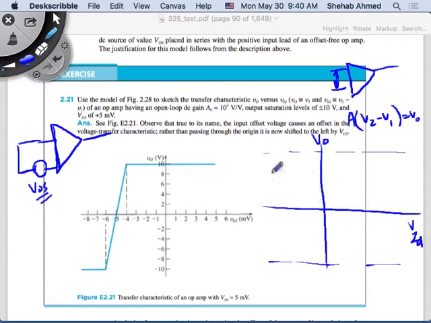So anyway, if the circuit is ideal and there's no offset voltage, what happens? What will the output look like? It will saturate as soon as there's any difference. So as soon as I have any positive difference, the op amp will saturate to the positive rail. As soon as I have any negative difference, it will saturate to the negative rail, right? What happens if I have an offset voltage?